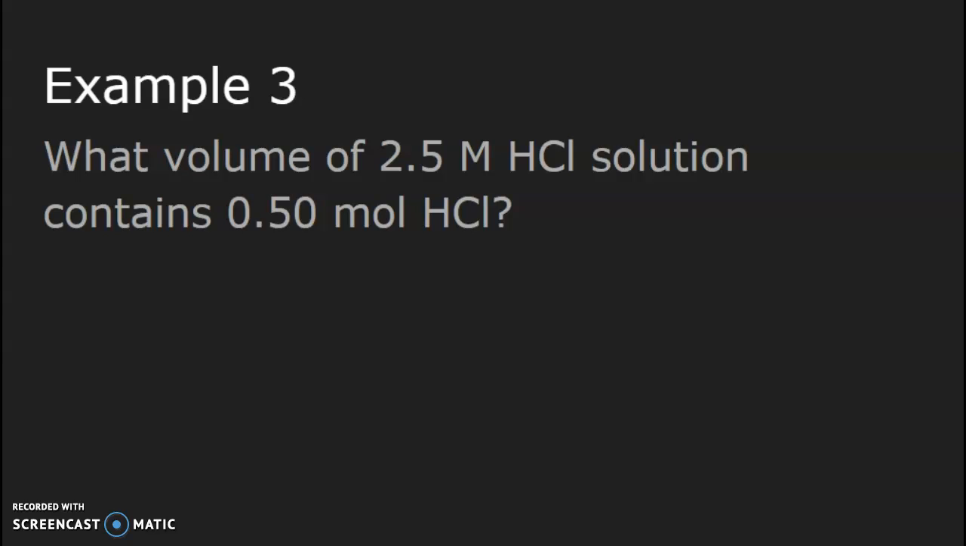In example number 3, here we can use the same formula to solve for something other than molarity. In this case, we're given the molarity of our solution. What volume of a 2.5 molar hydrochloric acid solution contains 0.50 moles of hydrochloric acid? So in this case, we have the concentration of the solution, its molarity 2.5 molar, and we have the number of moles, 0.50 moles. What we're looking for is the volume of solution that we would have to measure.